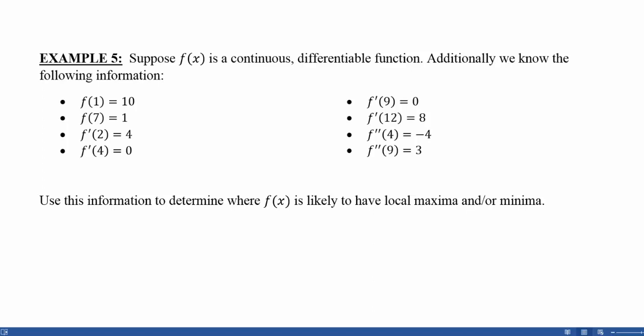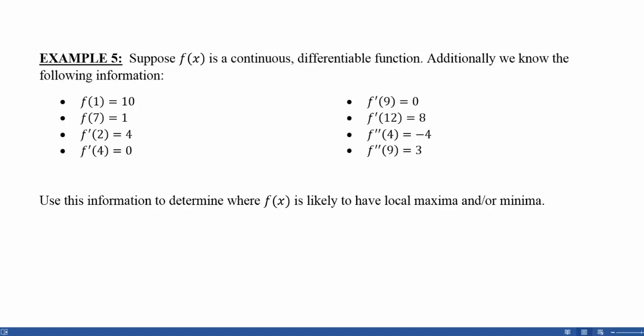And we want to use this information to determine where we think that f of x is likely to have a local maximum and or minimum. So we have to sort through this information to see what we can figure out. So let's look at each piece individually. F of 1 equals 10. So that's a point on your function that when x equals 1, y equals 10. F of 7 equals 1. Also a point. Points aren't generally helpful in helping us determine things like maximums and minimums.